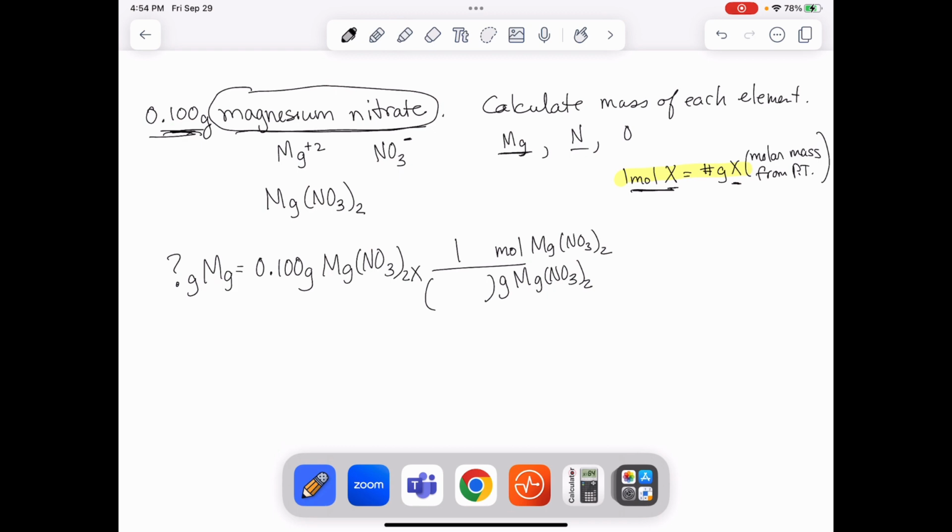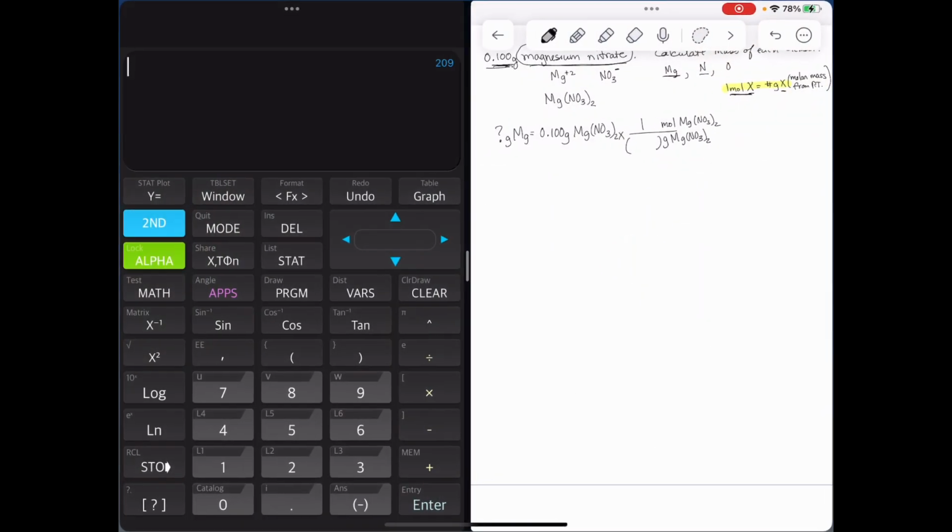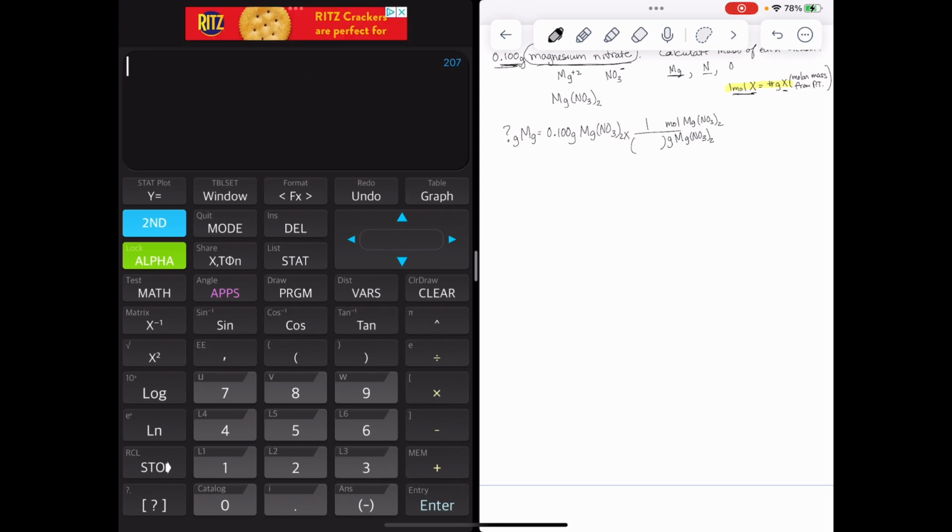Let me pull up my calculator. A couple people have noticed that there is a typo on the periodic table that you have in your FAQ section. Nitrogen's molar mass is listed wrong. It should be 14.01, not 14.1. Professor Molish is aware, and she will be working on getting that fixed.